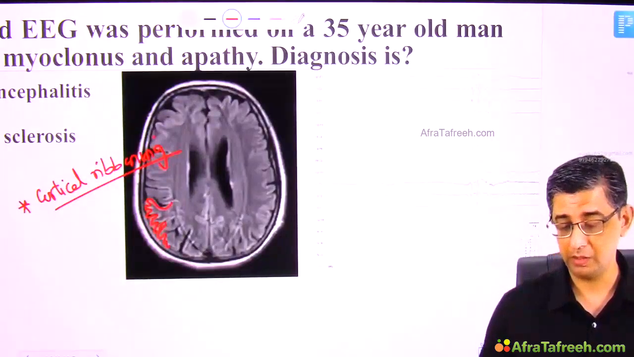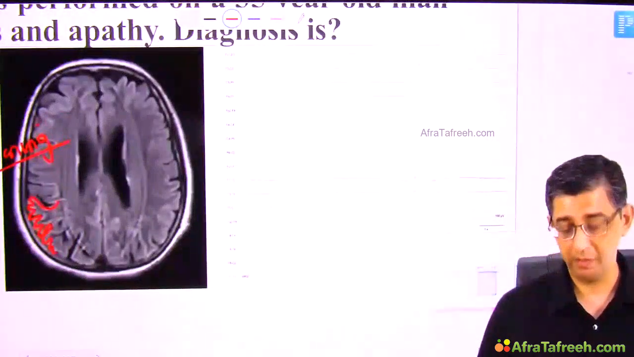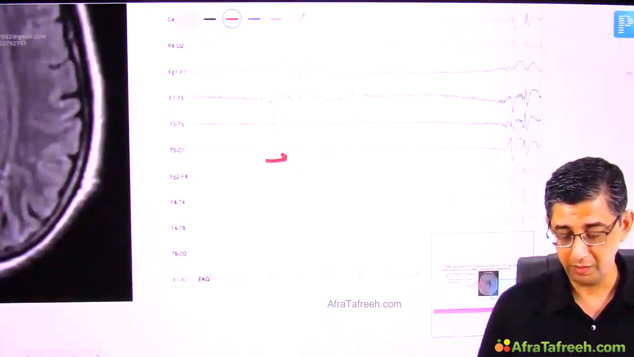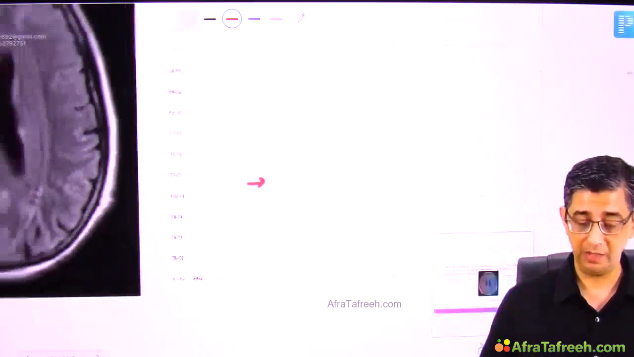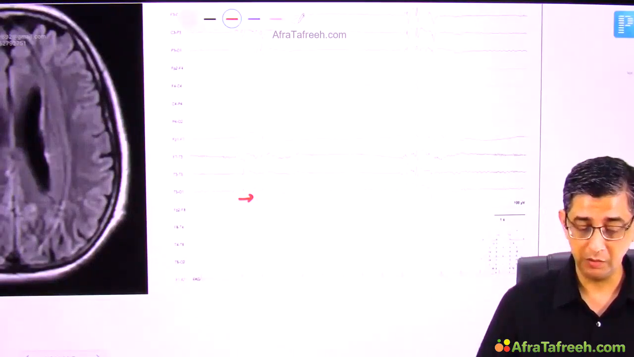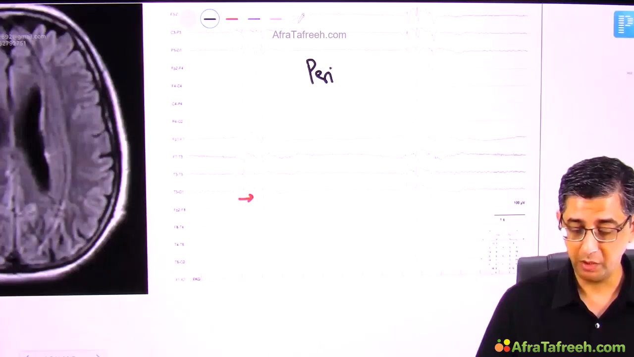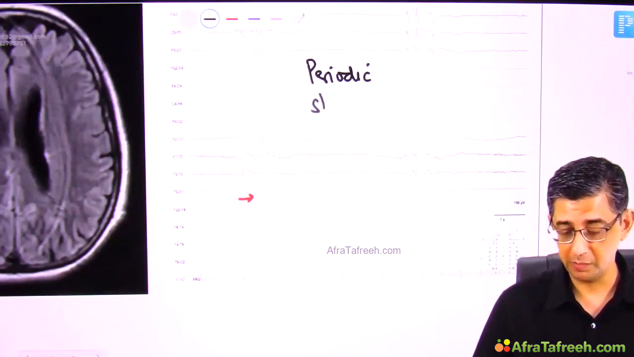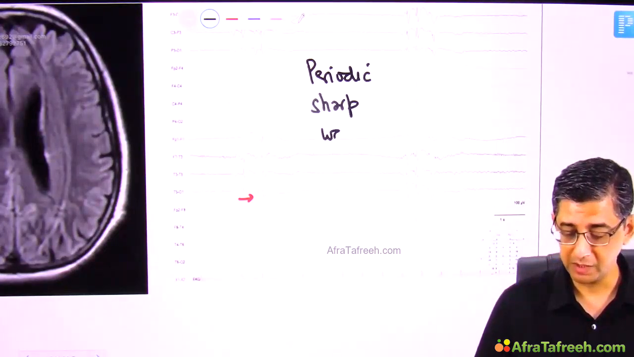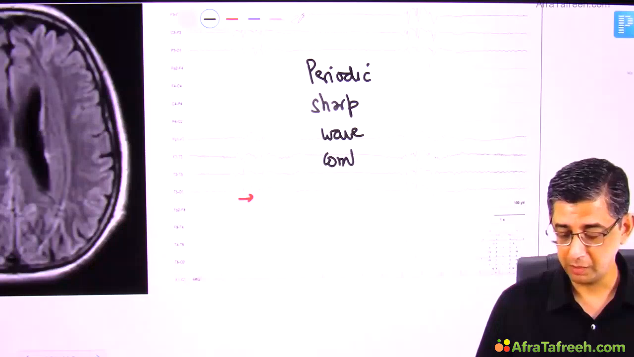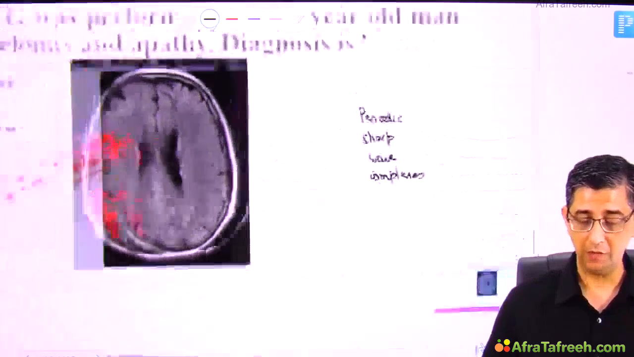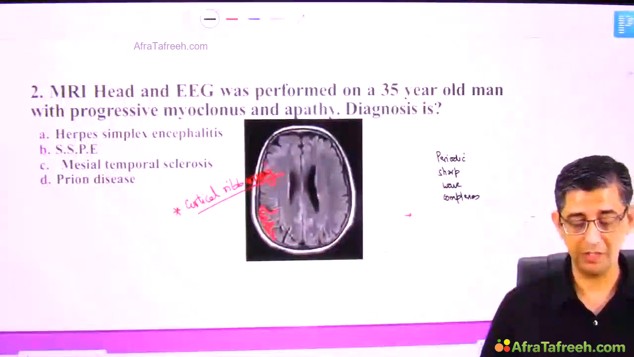And second, if you look at the EEG of this patient, you will definitely notice slowing and then some spikes present. If I just zoom in, you can notice some spikes present diffusely, and they're coming at regular intervals. So the EEG of this particular person can be described as periodic, because you can see these spikes present here. That would be called periodic sharp wave complexes. So a combination of cortical ribboning and periodic sharp wave complexes with a history of myoclonus will lead us to the diagnosis of variant Creutzfeldt-Jakob disease.